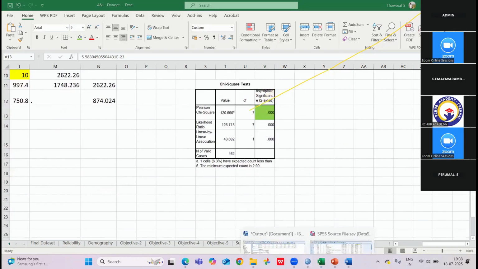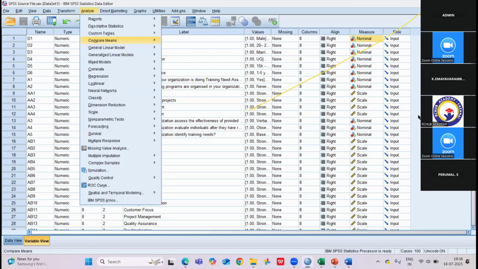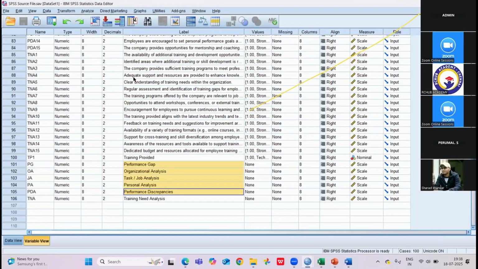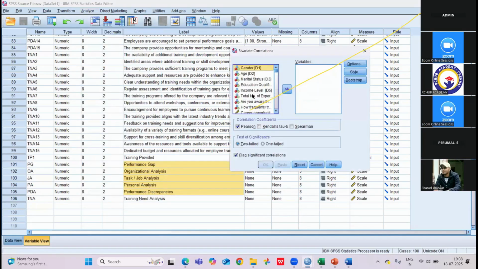So now let me move on to how to write an interpretation for correlation analysis. I have a separate set of data here. Actually, it is related to the training provided performance graph. I have conglomerated all the values and made this value. So let me perform the correlation for performance gap and organization analysis. In order to do correlation analysis, go to Analyze, Correlate. Let me do correlation for these important factors: performance gap, task and job analysis, personal analysis. Okay, let me do it for all these things.